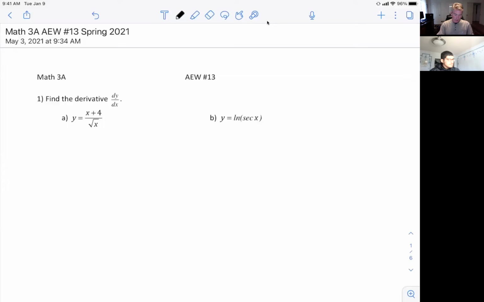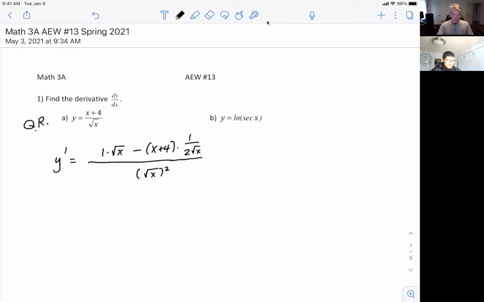So with A, you could start by just doing the quotient rule. Start by taking the derivative of the top, and the derivative of x plus 4 is just going to be a 1. And then leave the square root of x alone. Minus, now leave x plus 4 alone. And then take the derivative of the denominator, which is 1 over 2 times the square root of x. And then the last part of the quotient rule is you just square the denominator.